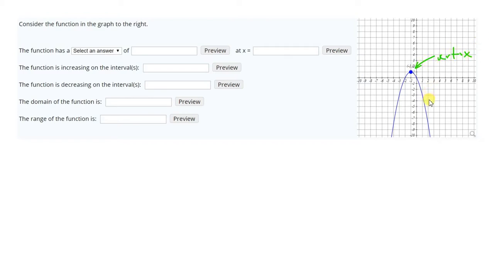Now, the next question is, what about increasing and decreasing regions? Increasing means as we go from left to right. So we increase as we go from left to right. Okay, so that would be along the function like this. We're increasing in this region.